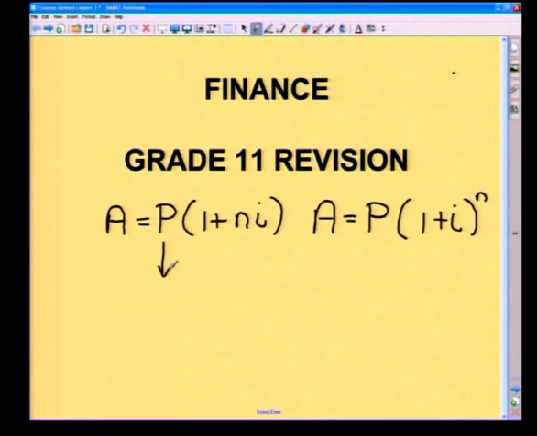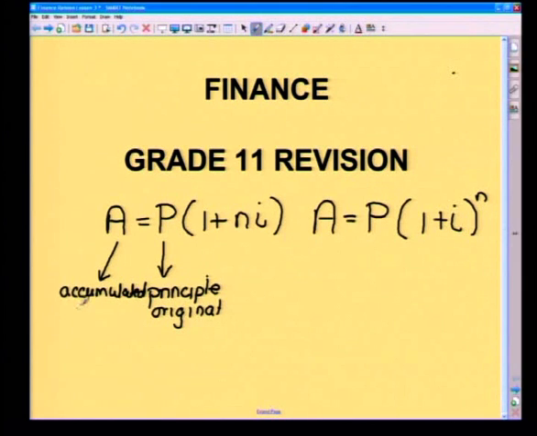First of all, we've got P, which is actually the principal, which if you want to think in simple terms, is your original amount or your original investment. Then we have A, which stands for the accumulated amount, which is actually your end amount. And then we have N, which stands for the number of calculations. Sometimes we can think of it as the number of years, but the number of calculations is perhaps an easier way to think of it. And I, which stands for the interest rate.